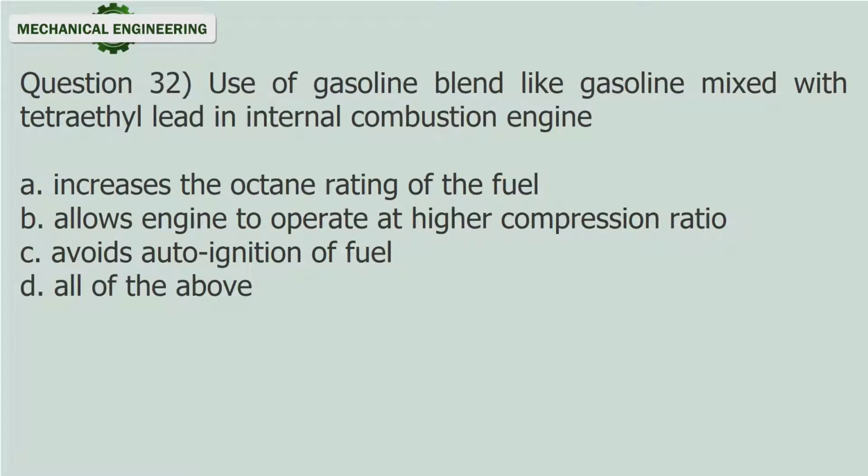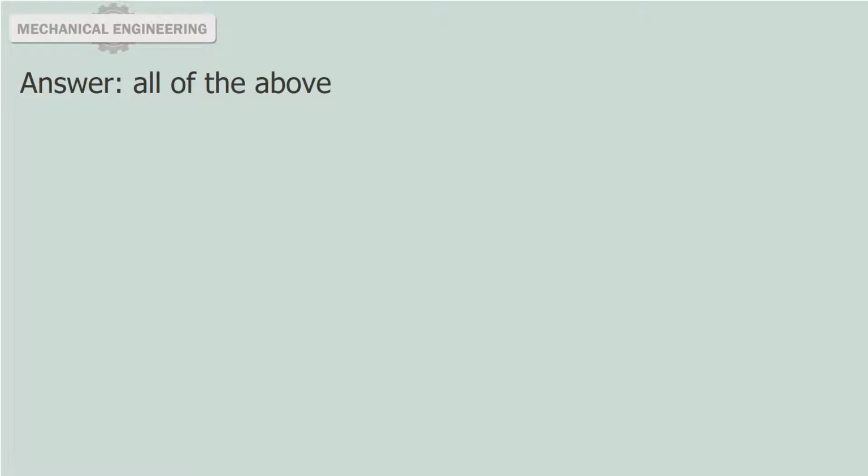Question 32. Use of gasoline blend, like gasoline mixed with tetraethyl lead, in internal combustion engine: A. Increases the octane rating of the fuel. B. Allows engine to operate at higher compression ratio. C. Avoids auto-ignition of fuel. D. All of the above. Answer: all of the above.